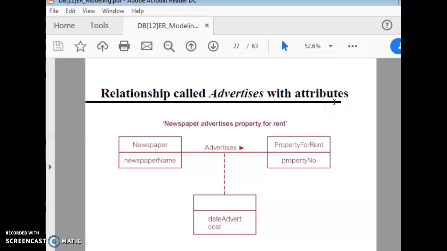To distinguish these attributes from entity attributes, we use dashed lines here, if you observe. So by seeing this dashed line, we can indicate that date advertised and cost are the attributes related to the advertises relationship.